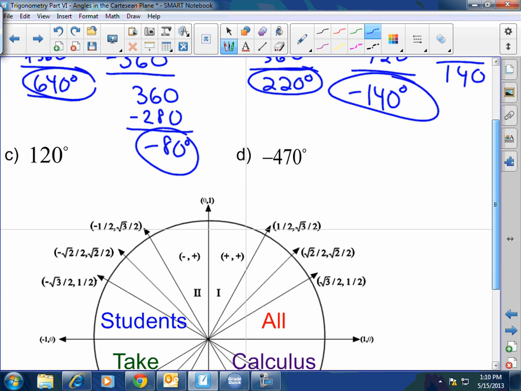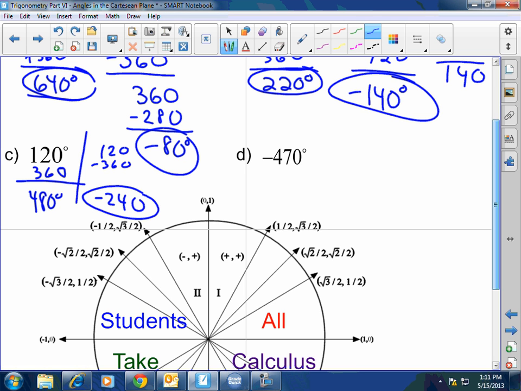Okay, what's a positive and a negative coterminal for 120? You add 360, so if you add 360, you're going to get 480. And if you subtract 360, you're going to get negative 240. So negative 240, 480, and 120 all have the same value.